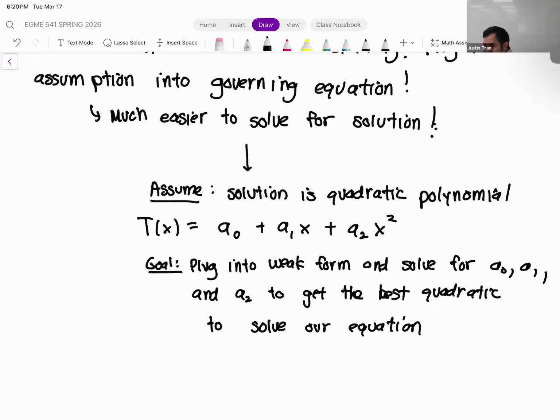Now, it could be, and in most cases this is probably true, that our solution is not actually a quadratic polynomial. It probably has some other functional form, right? So we're not getting the exact solution here. We're getting an approximate solution, but we are going to get the best possible quadratic function that best mimics our solution. We're going to get it in a much, much easier way.